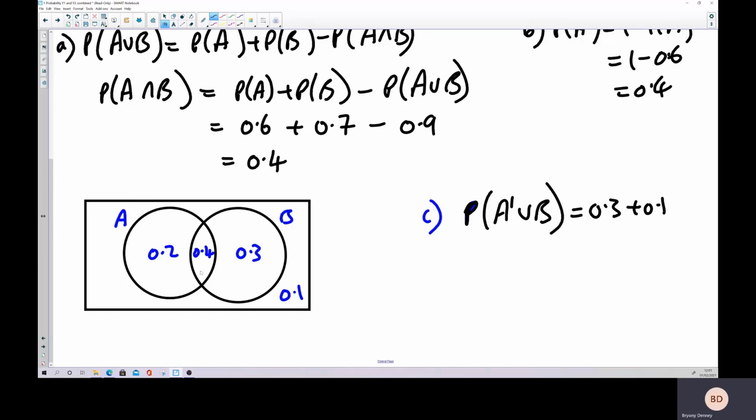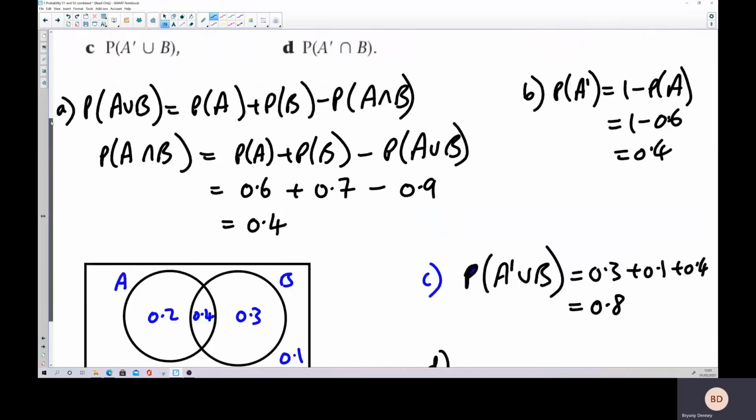But together with everything inside of B, so we've got the union, so that means we need to include the bit inside of B as well. We've already got that 0.3, so we need to add the 0.41 as well. That gives us a value of 0.8. Okay, so that was part C.